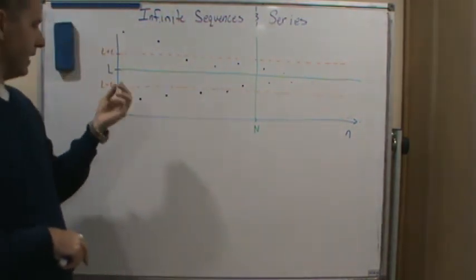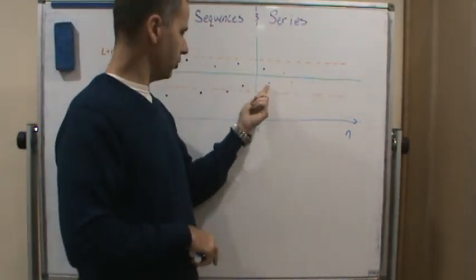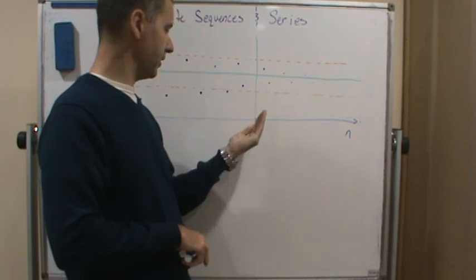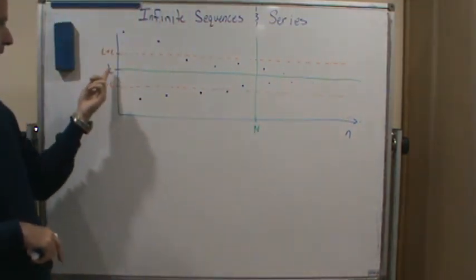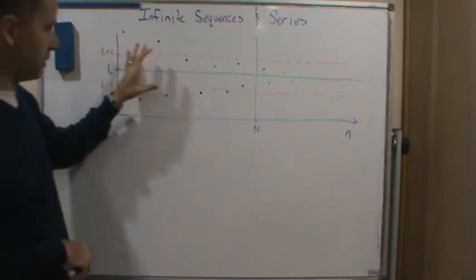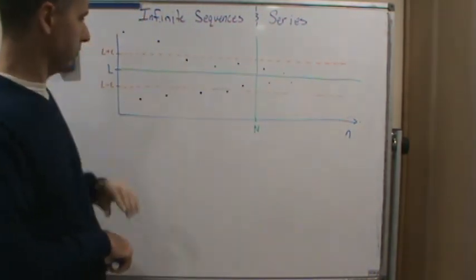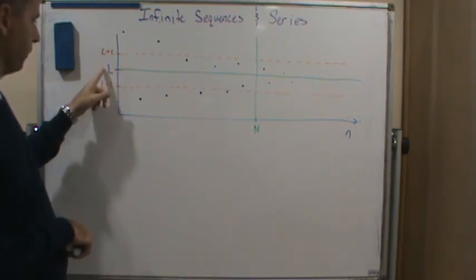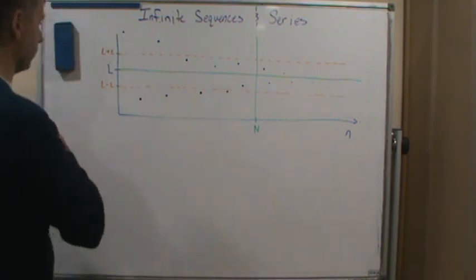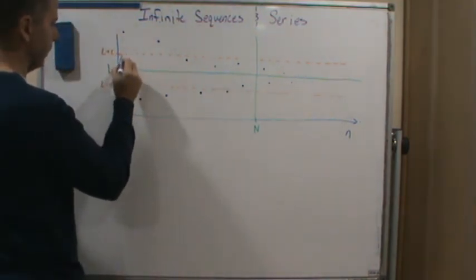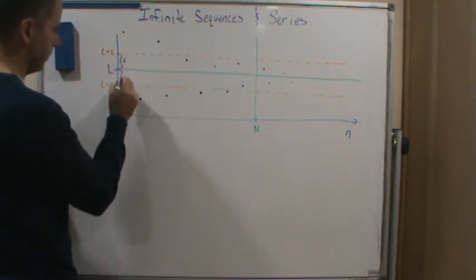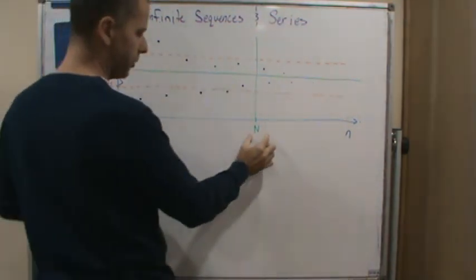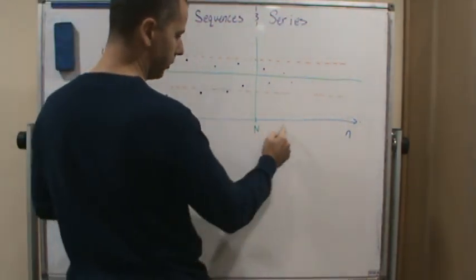is going to be the distance from L to the nth term, whatever the nth term is, and it's going to be less than epsilon. In other words, it's going to be within this band. Here, let me just show you. This distance here is epsilon. So within this band, for all n greater than this.